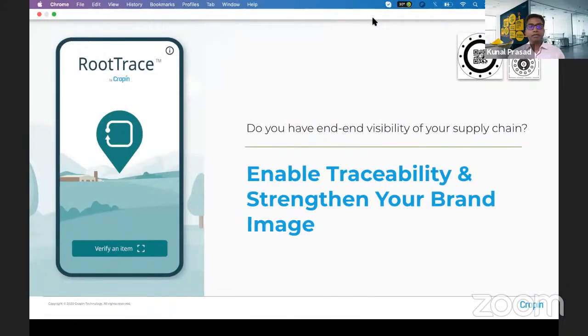Traceability is a big norm, and we wanted to showcase that we are in most of our programs right now, which are more export driven. Traceability has become the new norm, so we have brought in newer features and some unique features which are different from what is there in the market.